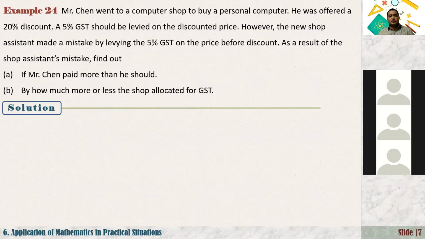The next question will be for you. Mr. Chen went to a computer shop to buy a personal computer. He was offered a 20% discount. A 5% GST should be levied on the discounted price.